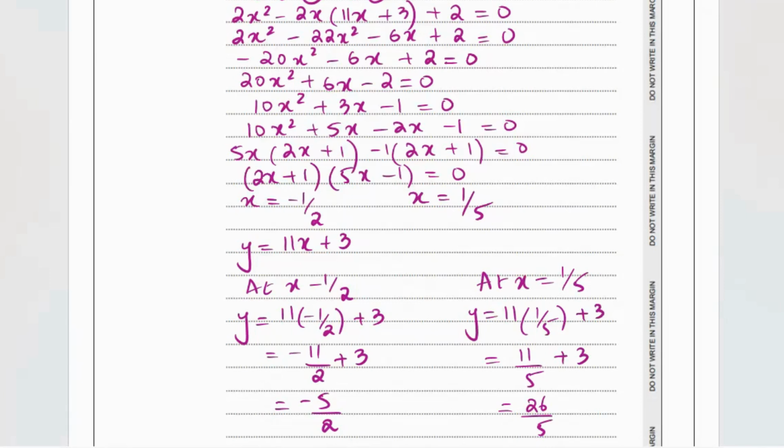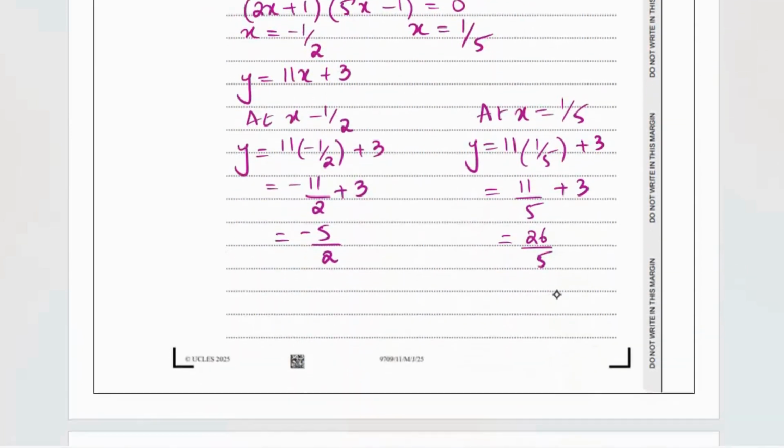So when x is negative 1 over 2, y is negative 5 over 2. When x is 1 over 5, y is 26 over 5. So the points are (negative 1 over 2, negative 5 over 2) and (1 over 5, 26 over 5).